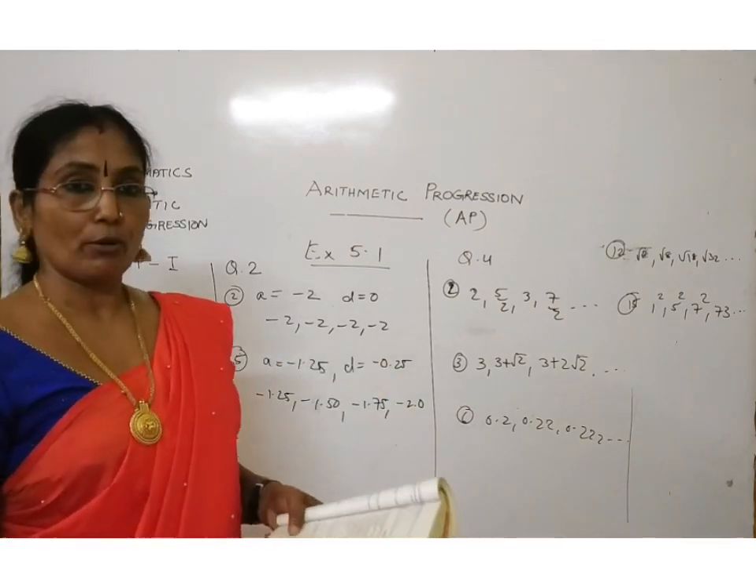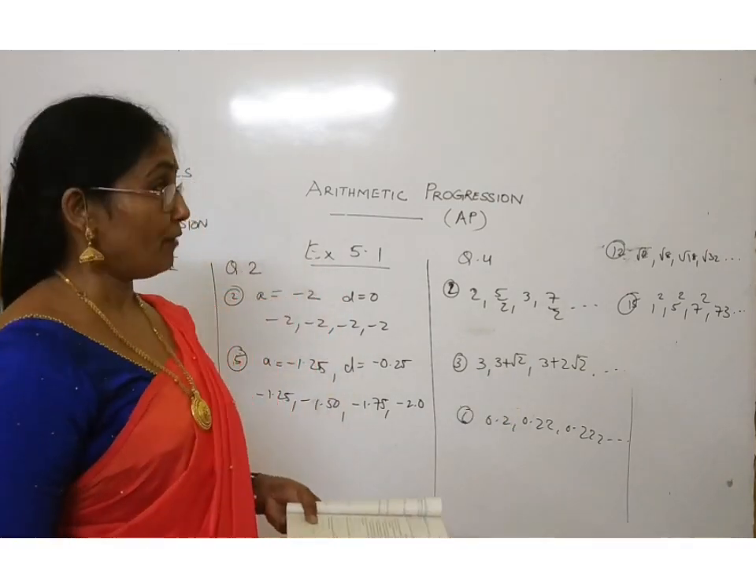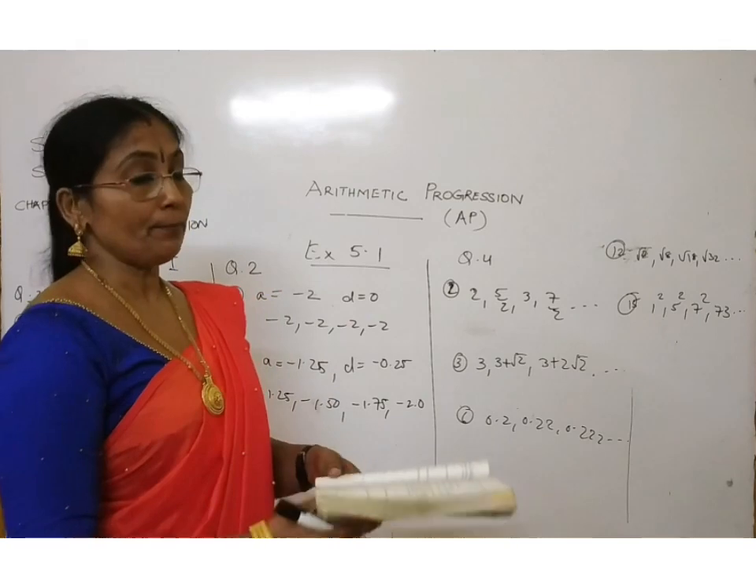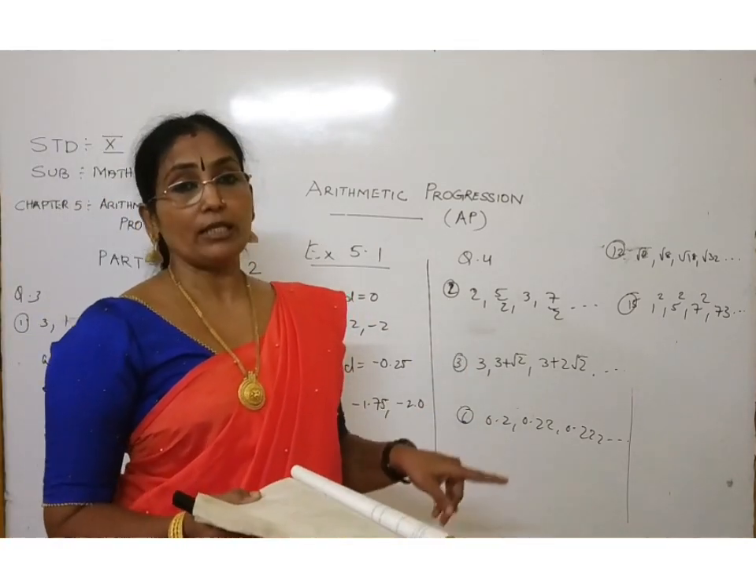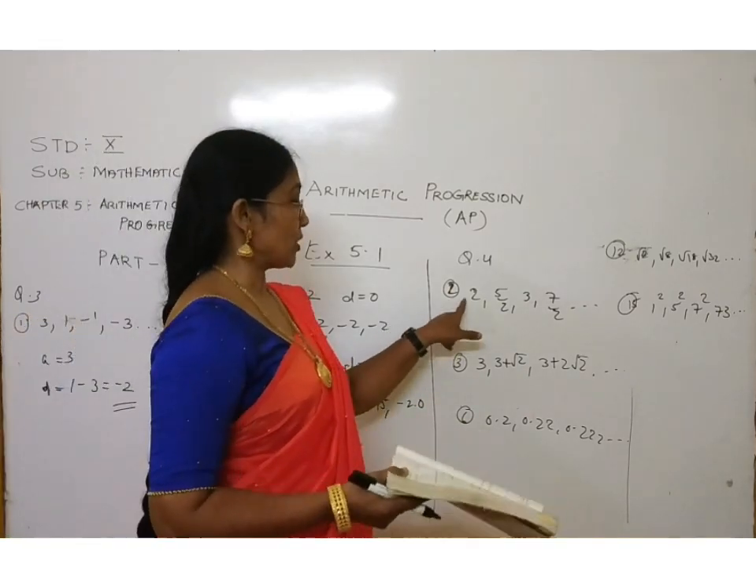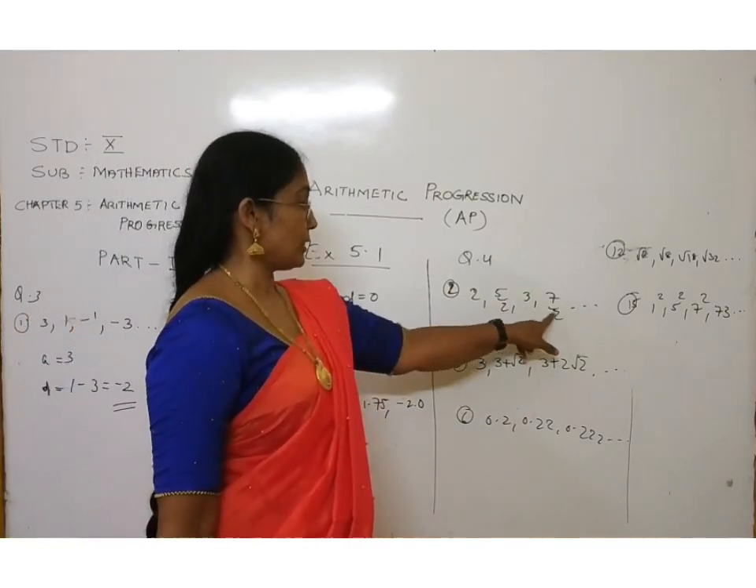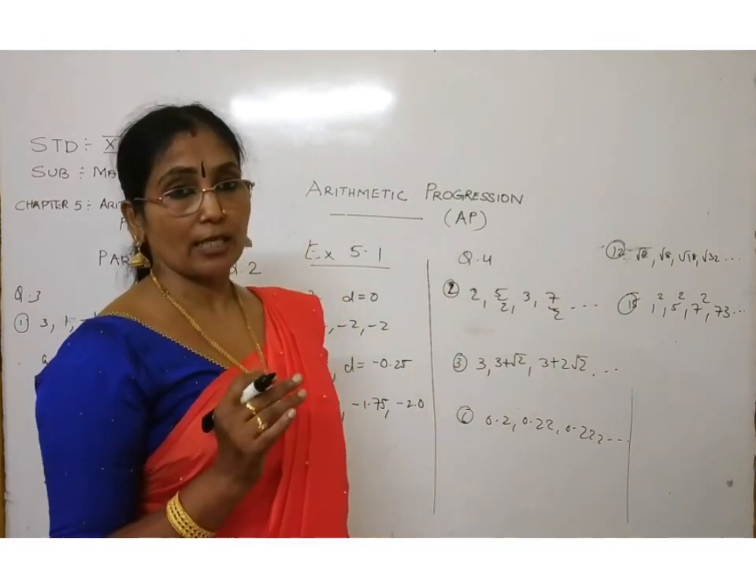That also you can find out the first term and the common difference. Simple sums. Now the fourth question asks which of the following are APs? Some patterns of numbers are given, and you have to check whether each is an AP or not. For that purpose, I have taken some sums here. 2, 5/2, 3, 7/2. So what you should check is whether the common difference is the same or not.